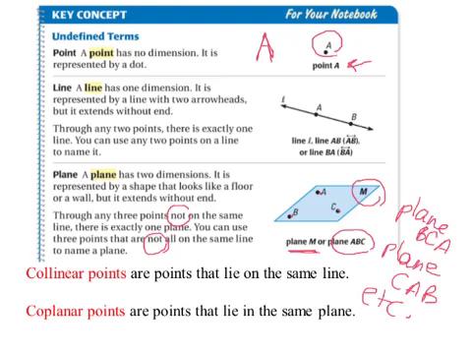Two more vocabulary words. Collinear points. See that word line in there? That's in there on purpose. Collinear points are points that lie on the same line. That's why the word line is there. Coplanar points, there's the word plane without the E, are points that lie on the same plane. Some of you are saying duh right now.